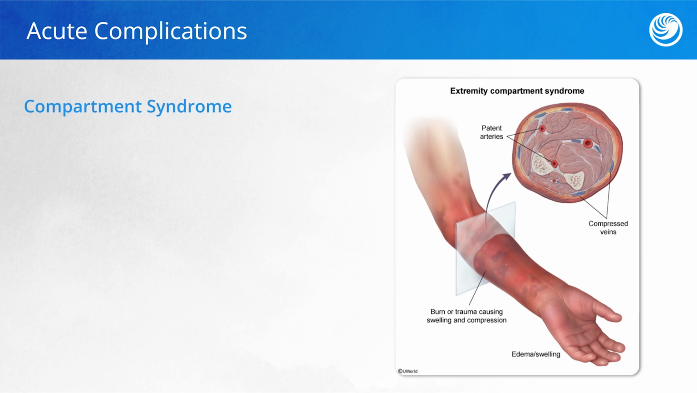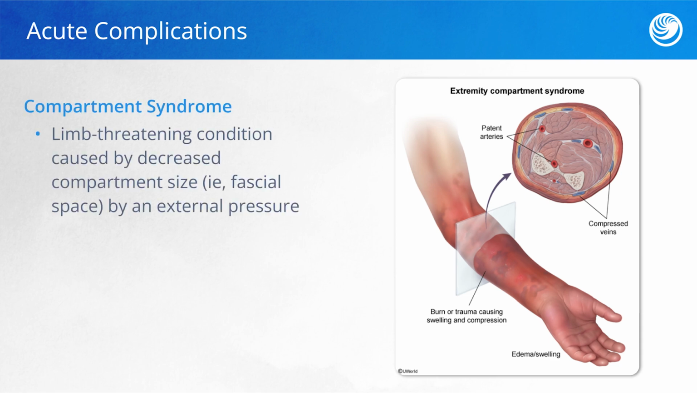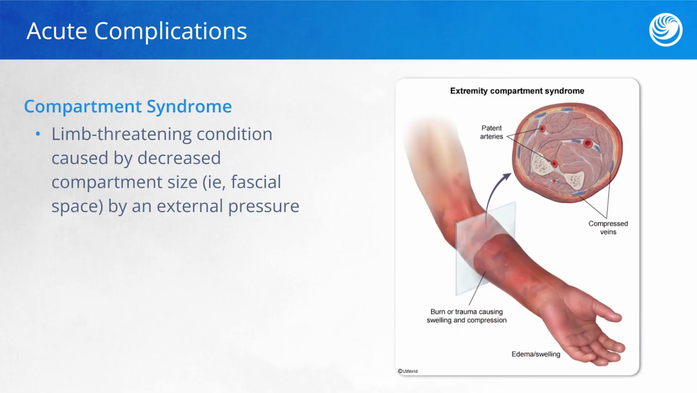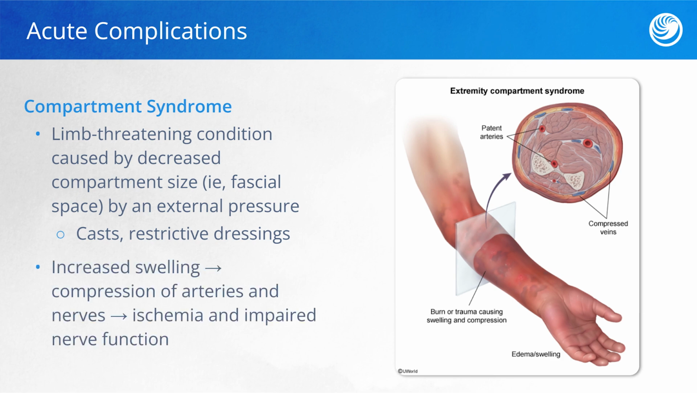Compartment syndrome. This is a limb-threatening condition caused by decreased compartment size, the fascial space, the area between the fascia and the other organs and tissues below it, including muscle and nerve fibers. There's only so much space in there, and your skin can only stretch so much. This can also be caused by an external pressure, like from casts or restrictive dressings. Increased swelling in this limited space causes compression of arteries and nerves, eventually leading to ischemia and impaired nerve function.